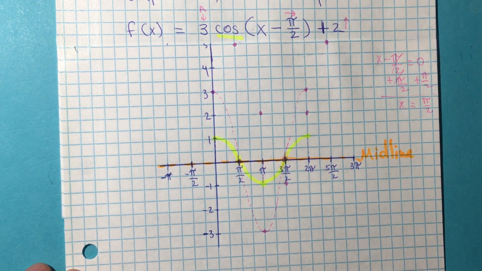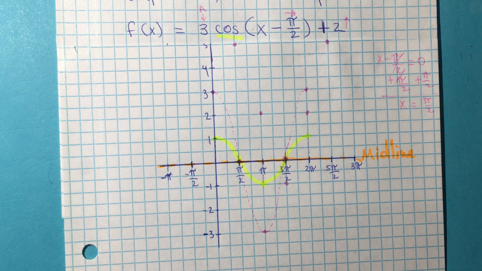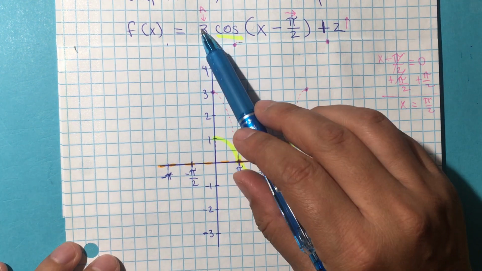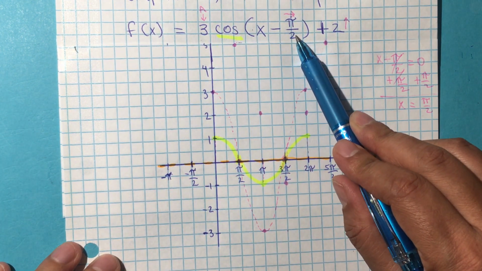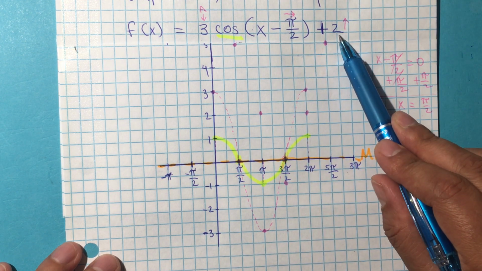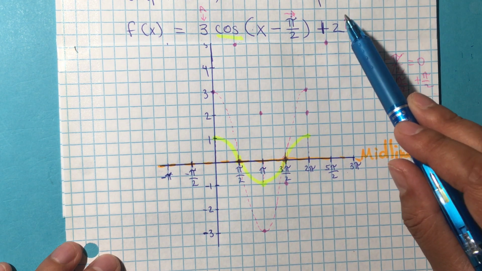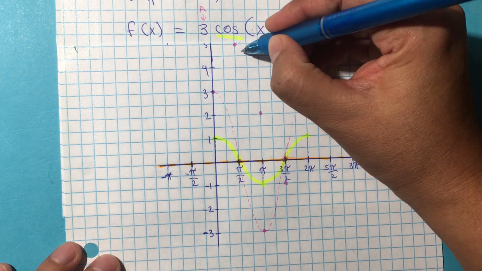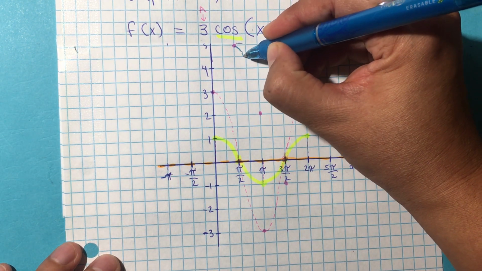So since all my points are already shifted, I already did the amplitude. I'm changing the horizontal shift or the phase shift, and also the vertical shift. Then I'm done. I can connect it with the blue because that's my final.